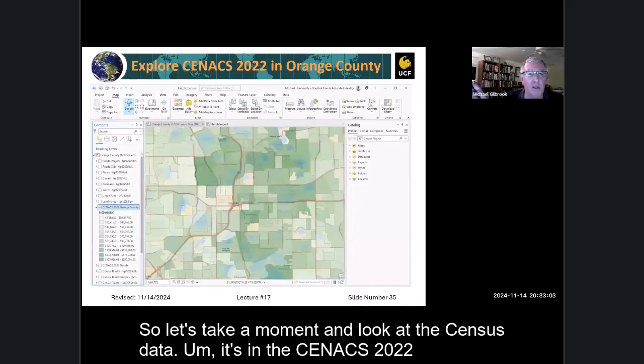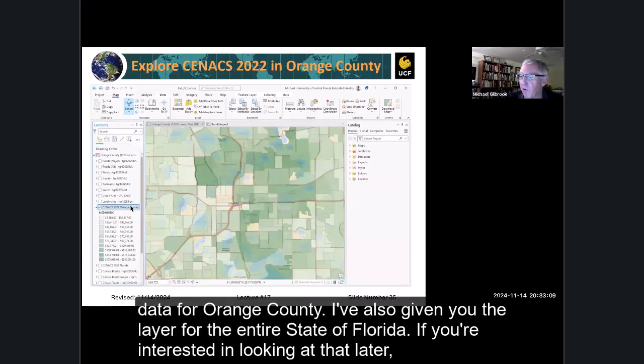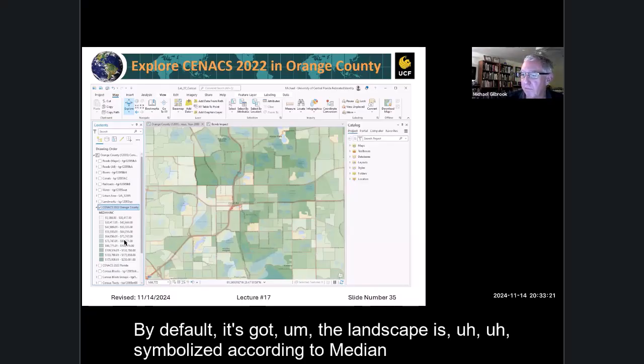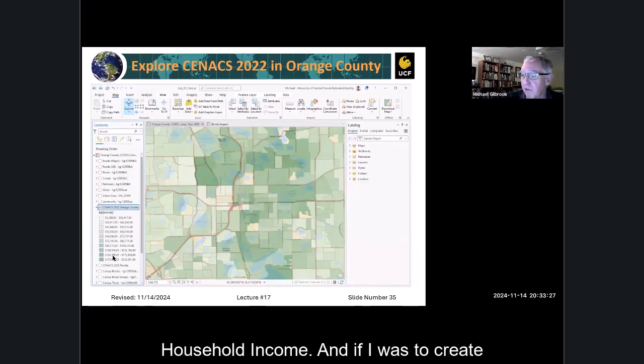So let's take a moment and look at the census data that's in the Census 2022 data for Orange County. I've also given you the layer for the entire state of Florida if you're interested in looking at that later. But Lab 7 is going to be only for Orange County. So we'll go ahead and take a look at that. By default, the landscape is symbolized according to median household income.